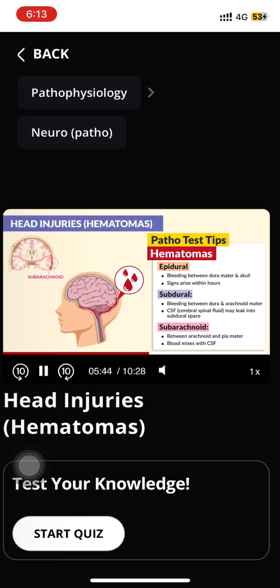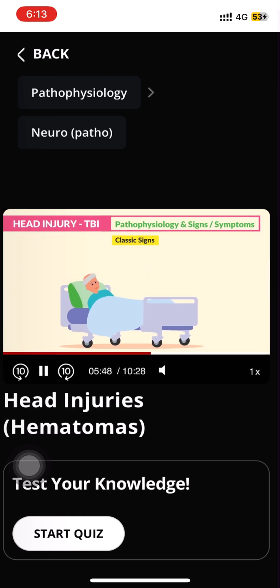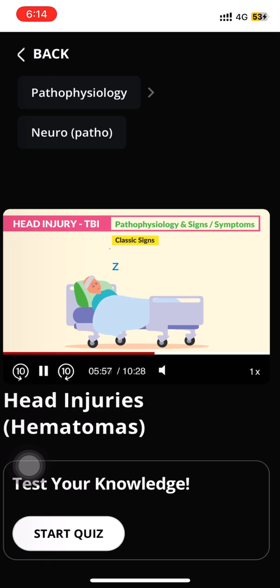Blood mixes with CSF, that cerebral spinal fluid. So the classic sign here is initial loss of consciousness followed by brief alertness, that regain of consciousness, and then, here's the key, loss of consciousness again. Clients will say they feel sleepy and then ultimately slip into a coma and then die.